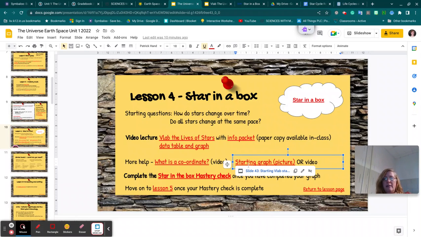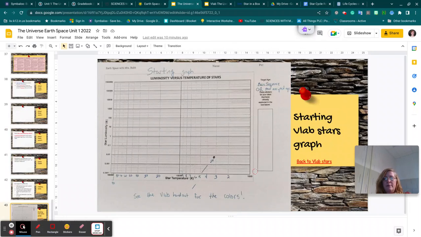I would advise making sure you have the graph set up correctly. So double check, did you see in class? You have these numbers. Remember, they go 2,000, 3,000, 4,000, 5,000, 6,000, 7,000, 8,000, 9,000. The big line down the middle is 10,000. Then it jumps to 20,000, 30,000, all the way up to 90,000. And the last one's 100,000.